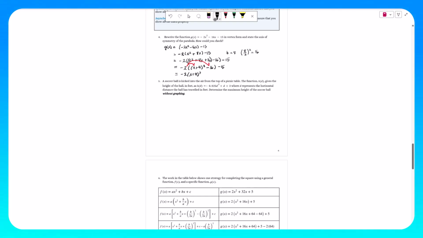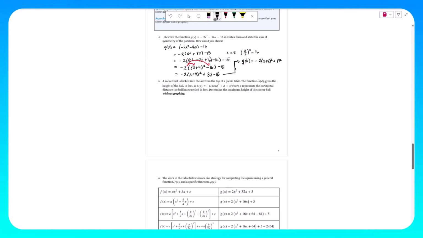And that's going to give us negative 2 times x plus 4 squared, and then negative 2 times negative 16, which is positive 32. Running out of room, let's go up. And we get g of x equals negative 2 times x plus 4 squared, and then 32 minus 15, that's plus 17.